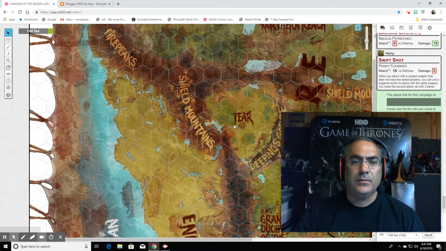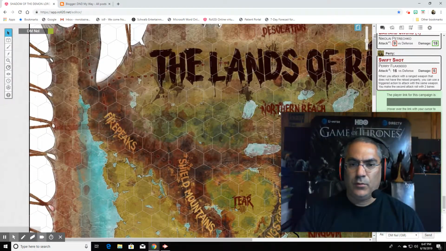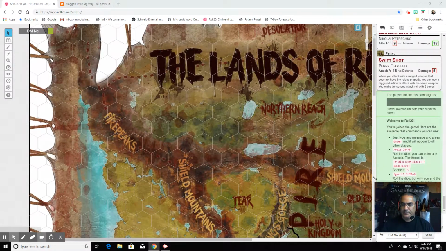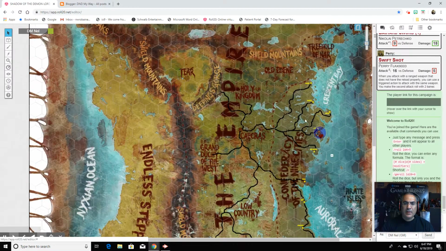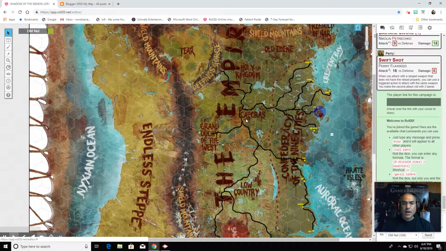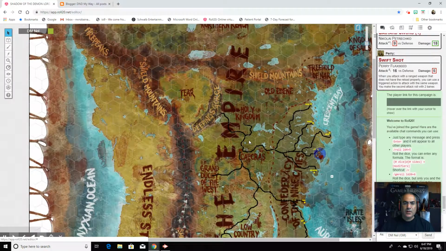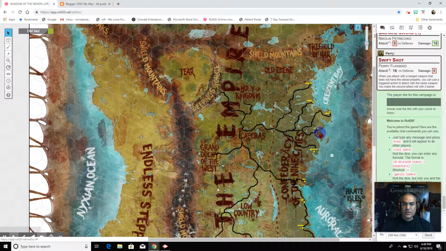But okay, so this would be the Northern Reach. Let me make myself small again. This would be the Northern Reach up here. And so the Empire lands are to the south of that, which is what I meant to say. So, several kingdoms within the Empire: the kingdom of Tyr, the Holy Kingdom, Kingdom of Oldadine, the Freehold of Nar, the Confederacy of the Nine Cities, the Grand Duchy, and so on.